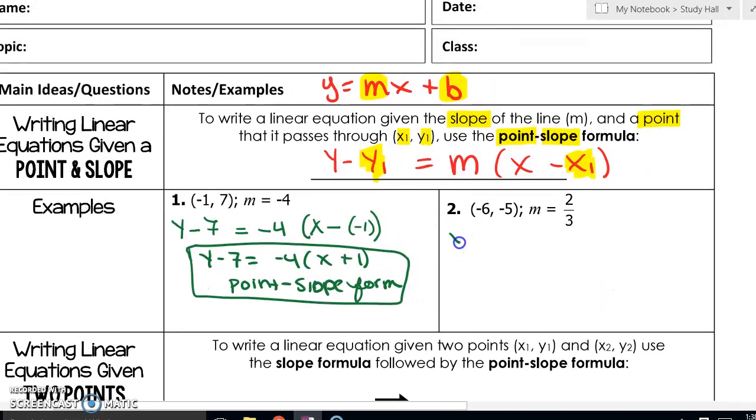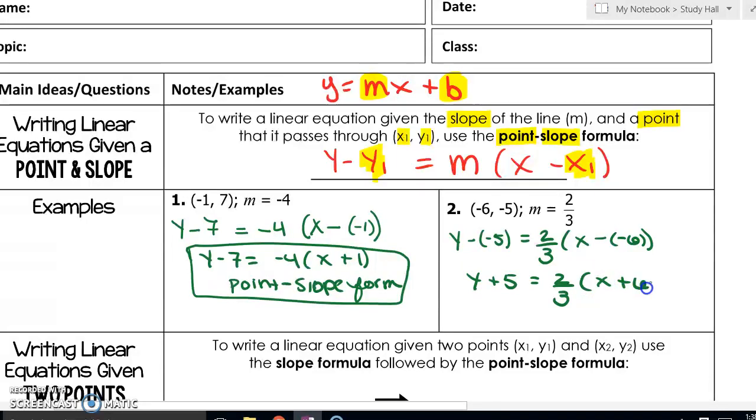In this one, we'll do y minus my y coordinate equals m times x minus my x coordinate. And those double negatives will turn to positive. And that would be, again, point slope form, when you're given a point and a slope.